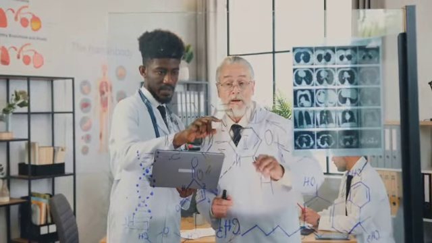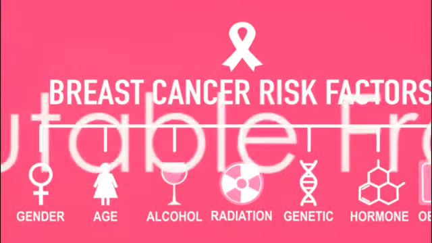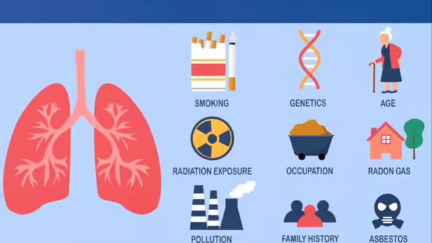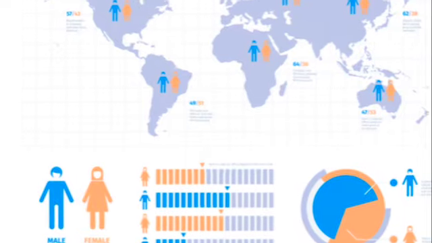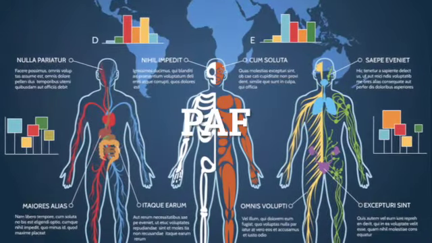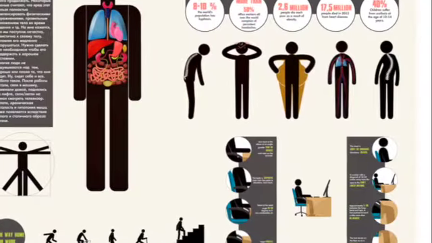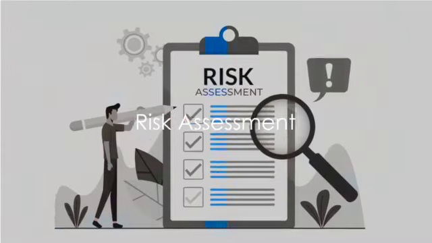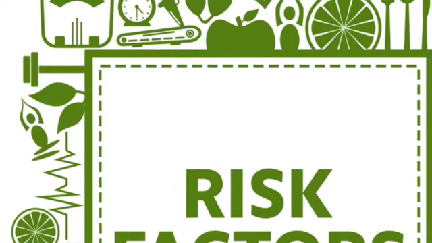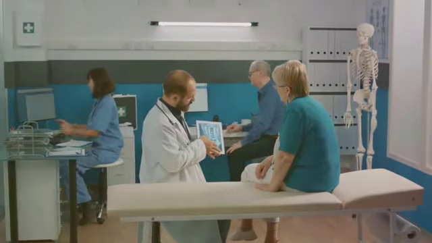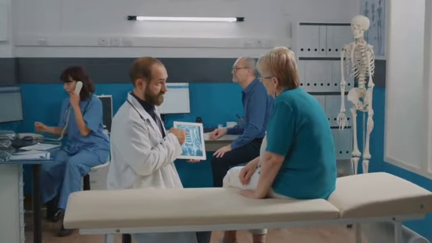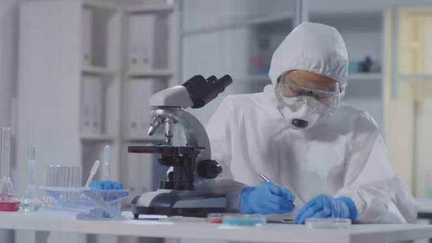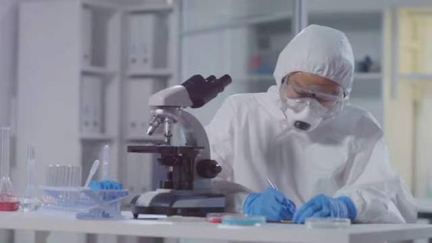Now let's move on to the concept of attributable fraction. Attributable fraction helps us understand the contribution of specific risk factors to cancer. Population attributable fraction, or PAF, estimates the proportion of cancer cases that can be traced back to a certain risk factor. Next, risk assessment helps us understand the risk of developing cancer. It involves calculations of relative risk, comparing cancer risks between exposed and unexposed individuals, and attributable risk, estimating the proportion of cases linked to specific exposures.